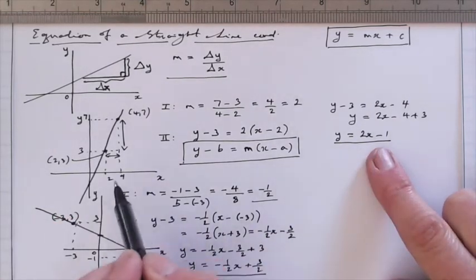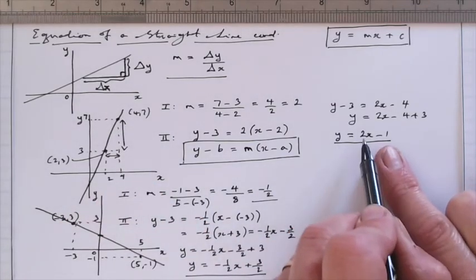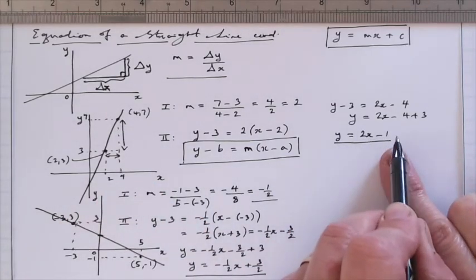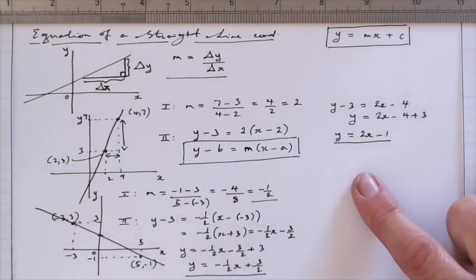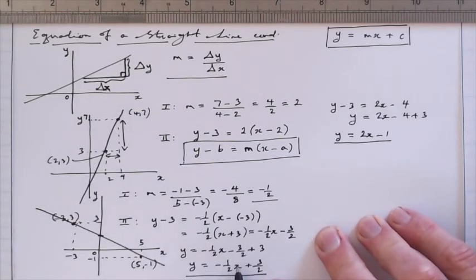And if I set x equal to 4, which is the other pair of coordinates, I get y is 2 times 4, take away 1, which is 8, take away 1 is 7, which is correct. For this example, if I set x equal to 5, I have y is negative a half times 5, which is negative 5 halves plus 3 halves. Negative 5 halves plus 3 halves is negative 1. That's the correct y value.